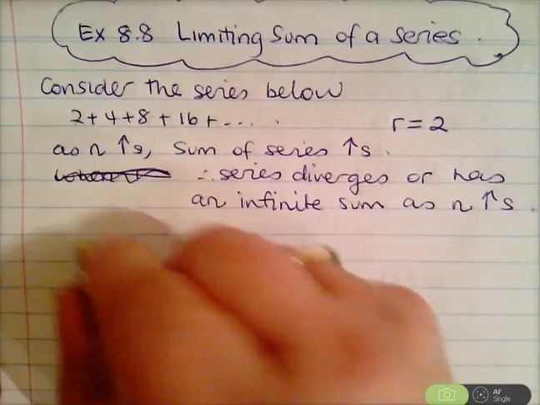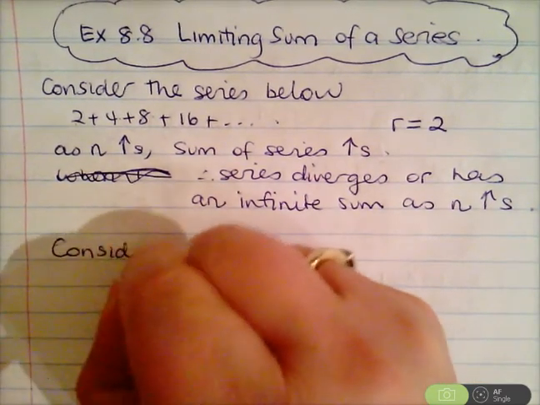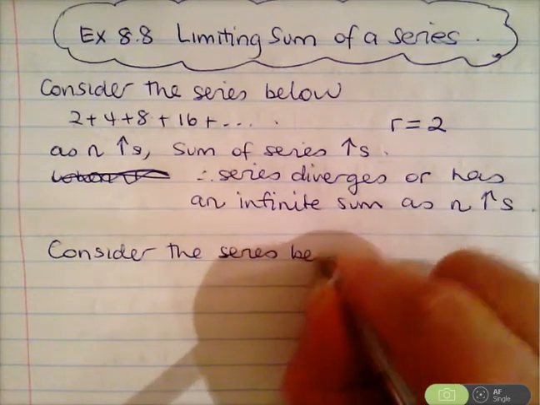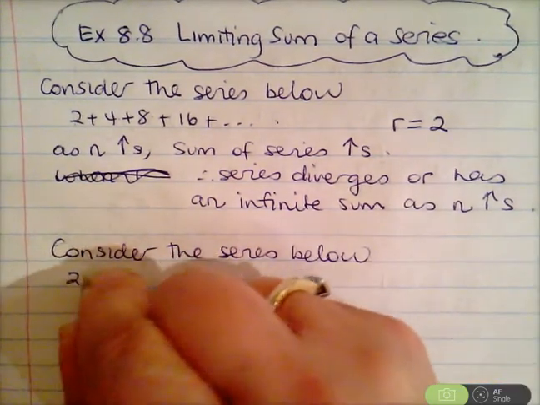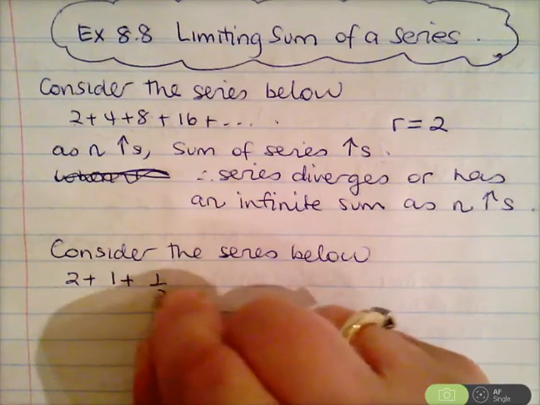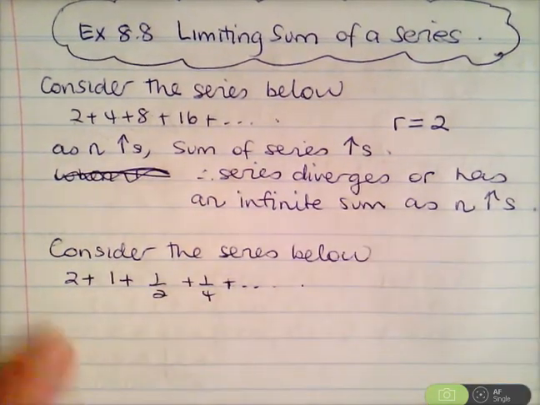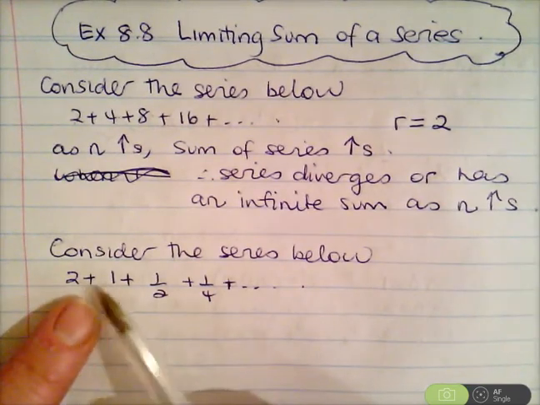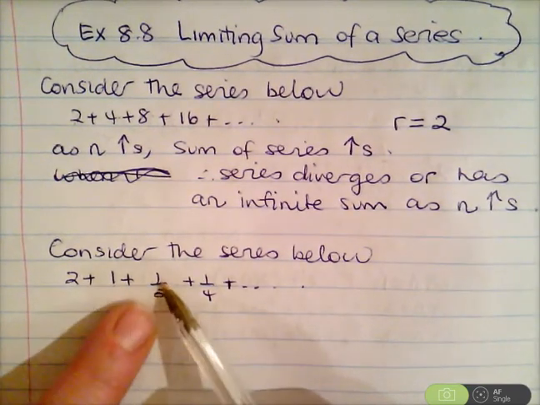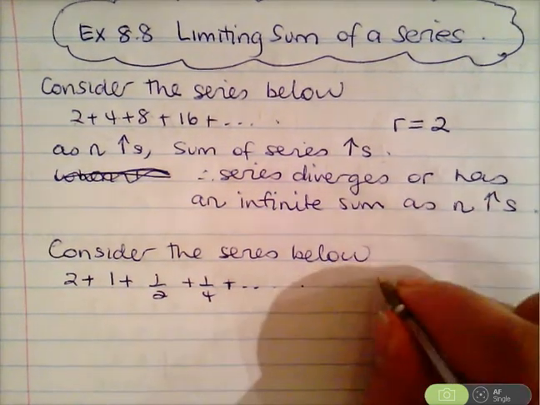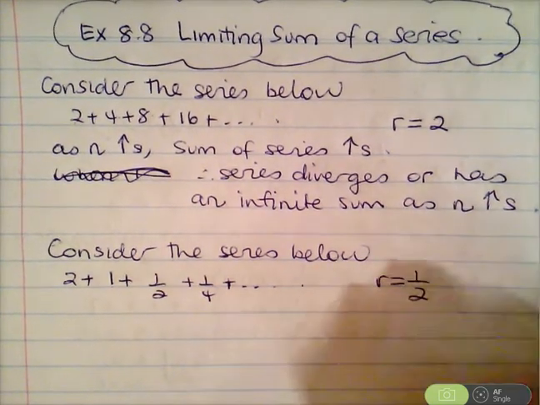Now, if we look at this other series, 2 plus 1 plus a half plus a quarter, etc. Okay, so we've got 2 times a half is 1, 1 times a half is a half, times a half is a quarter. So this has r equal to a half.